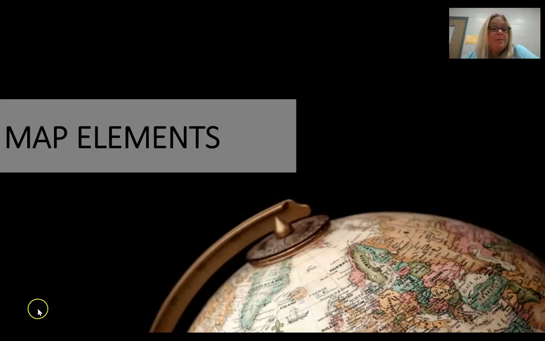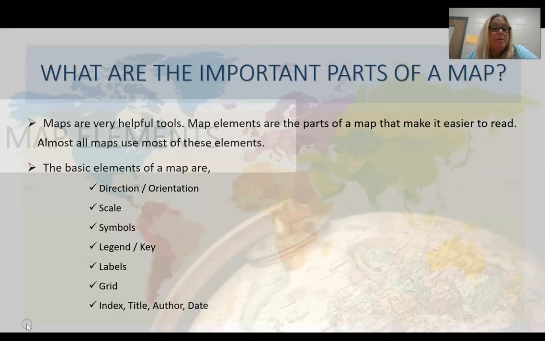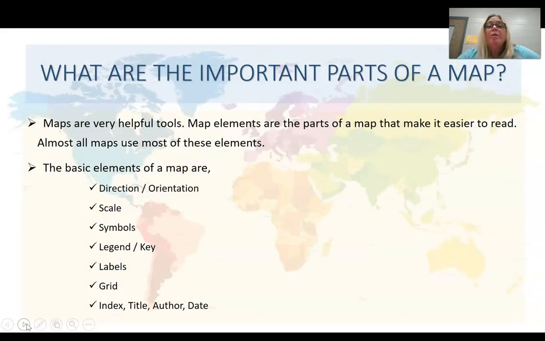Map elements. What are the important parts of a map? Maps are very helpful tools. Map elements are the parts of the map that make it easier to read. Almost all maps use most of these elements.